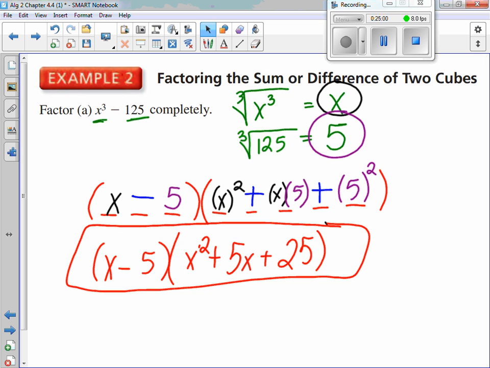Now, if you notice, one of these parentheses does have a degree greater than 1, yes? The second part is a quadratic. It does not factor. The quadratic that comes out of a sum or difference of perfect cubes will never factor.